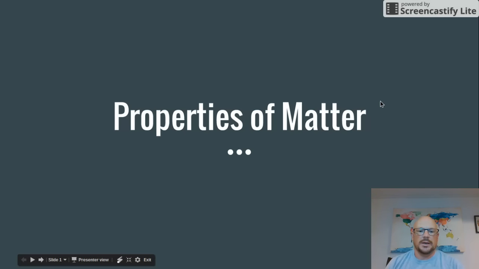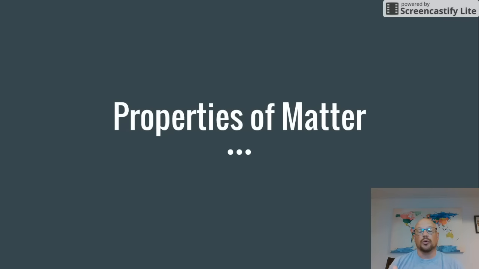So far in our study of matter, we've explored what matter is, different types of states or phases, and different ways that it can be classified. Today, we're going to explore physical and chemical properties of matter. These are characteristics that they have.